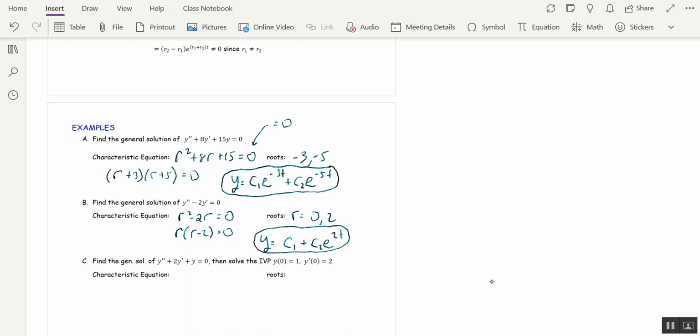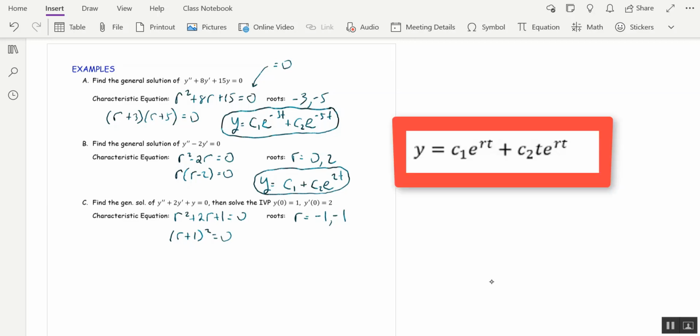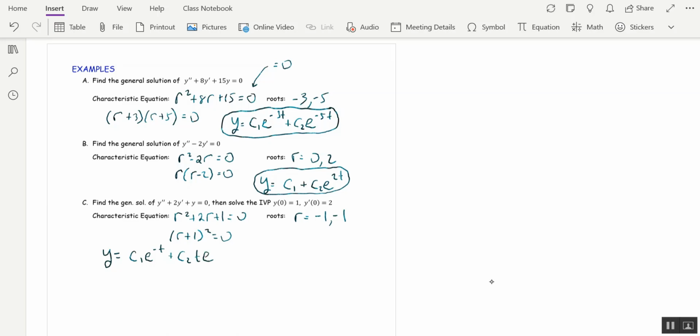Okay, next one. The next one is an IVP. So let's first solve the general solution. So our characteristic equation is r squared plus 2r plus 1 equals 0. That factors as r plus 1 quantity squared equals 0. So we have a repeat real root. r equals -1, -1. So according to the chart on the previous page, this is case B, y equals, this is our general solution, c1 e to the -t plus c2t e to the -t.